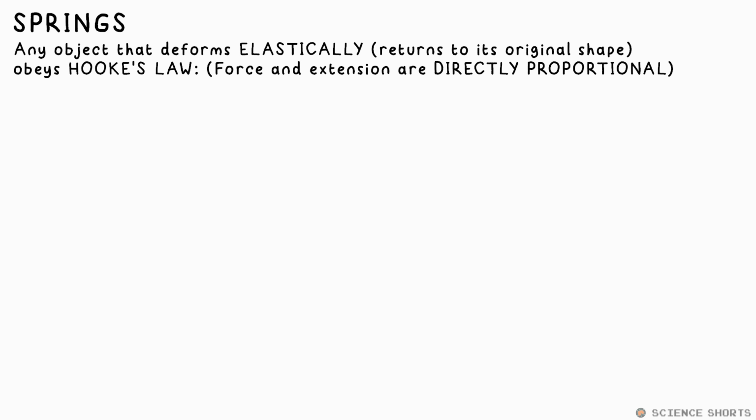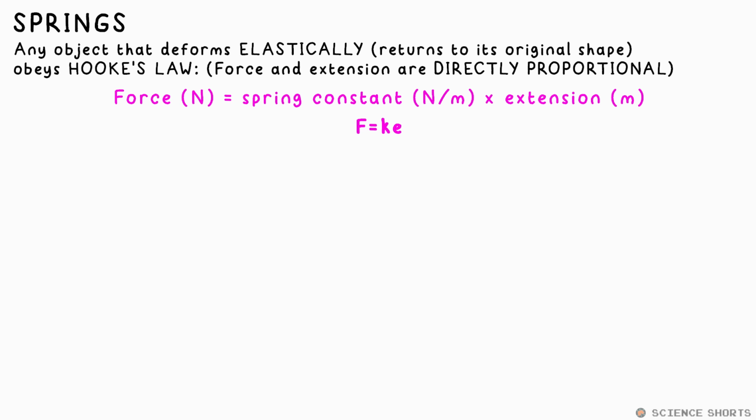Forces can also deform an object, change its shape. If you pull on a spring that is fixed at one end, it will stretch or extend. Hooke's law states that F equals k times e, thus force equals spring constant, sometimes called stiffness, times extension. This works for any object that stretches elastically, that is, returns to its original shape once the force is removed. It's also true if an object is compressed instead. As k is a constant, force and extension are directly proportional. That means whatever happens to one happens to the other, so double the force, we have double the extension.